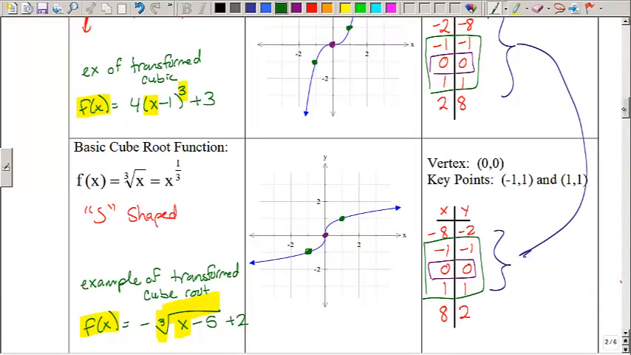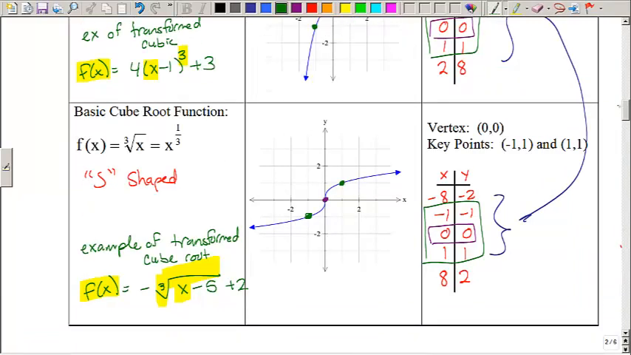Those are the 6 graphs that you need to memorize before we continue on and learn about our transformations.